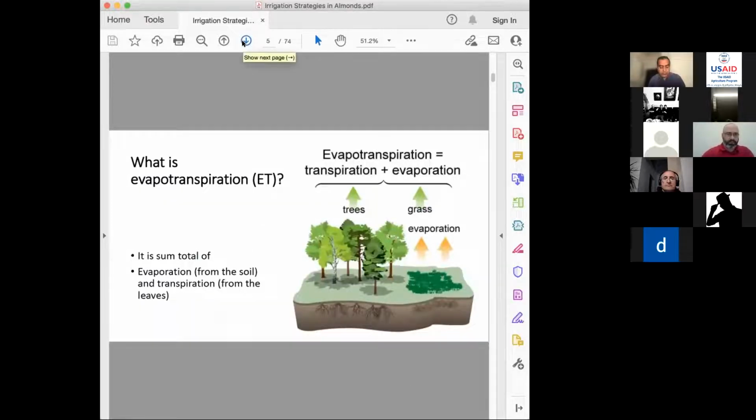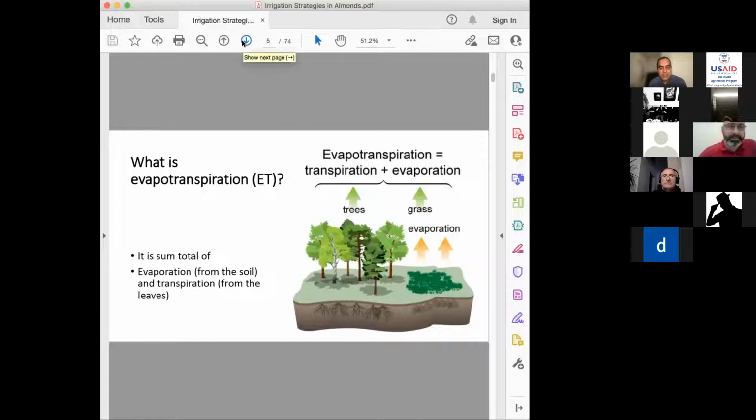Okay, so just a little bit about what evapotranspiration is. I have mentioned evapotranspiration a couple of times. I checked the names of the participants and there were some familiar names from last year. So you have gone through these concepts, but it's always good to reinforce them.